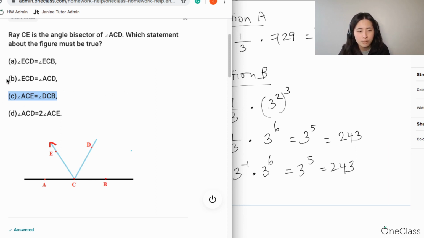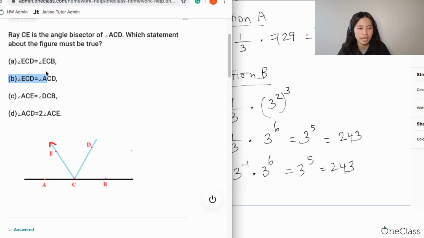If you look at option B, it says you have angle ECD. ECD is over here, so this is like the blue angle. And you have angle ACD. Obviously they're not equal to one another, so you cannot say that.